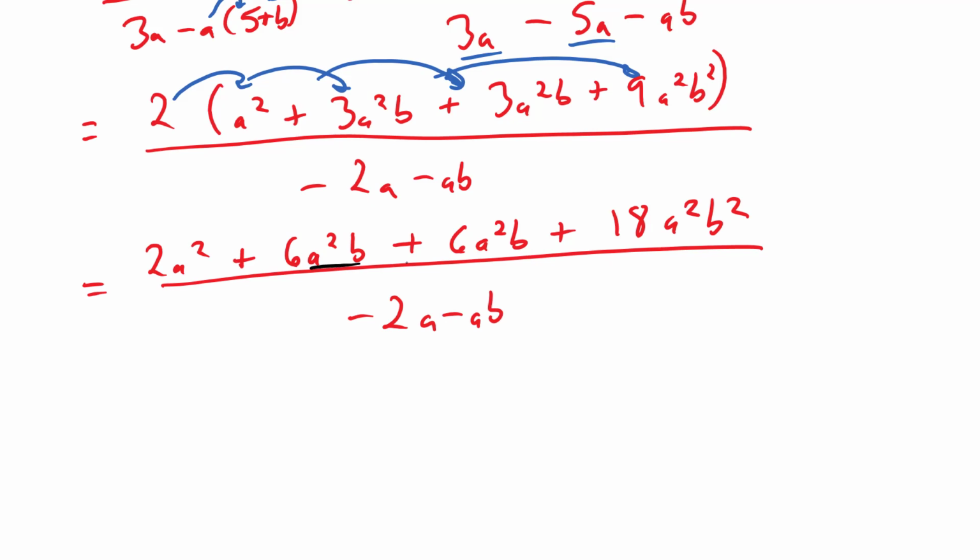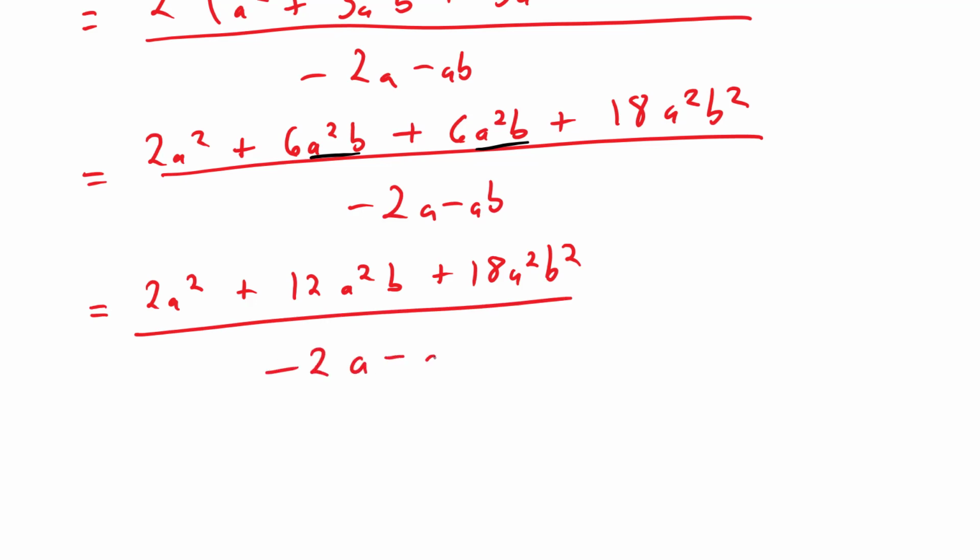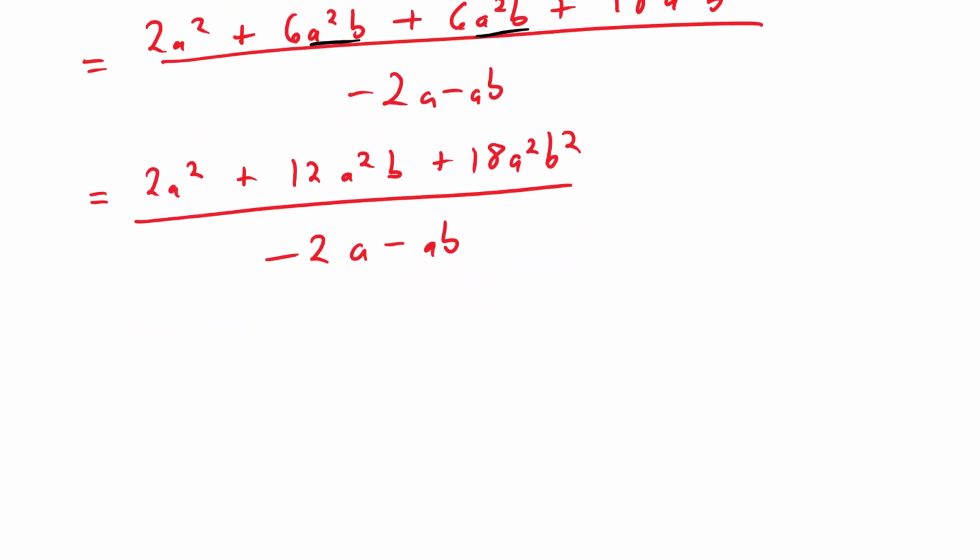I have an a squared b and an a squared b. Combine those together. 2a squared plus 12a squared b plus 18a squared b squared, all divided by minus 2a minus b. Now let's see what we can do. Can we cancel anything out? Remember, all terms must have that same value. I look at this and I can see all terms have an a in them. So let's pull out a common factor of a from each of those terms.